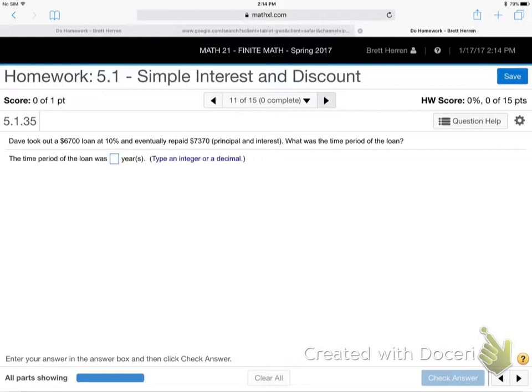All right, so same kind of formula. A equals P, 1 plus RT. Dave took out a $6,700 loan at 10%, eventually repaid $7,370, principal and interest. What was the time period of the loan? So plug everything in and solve for T. Time, yeah. They want T. See if you can get that one.